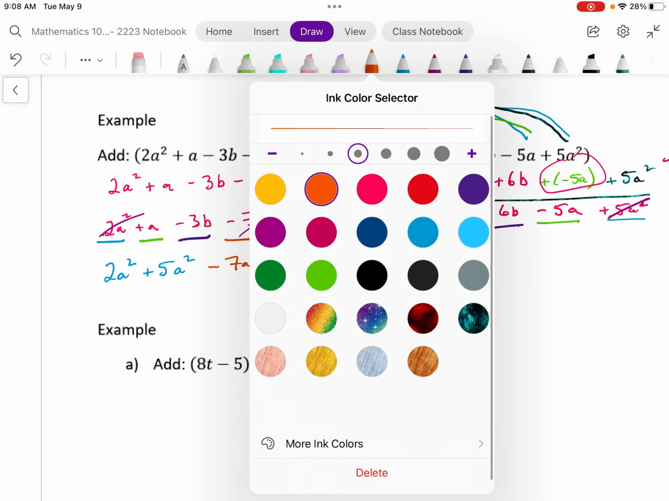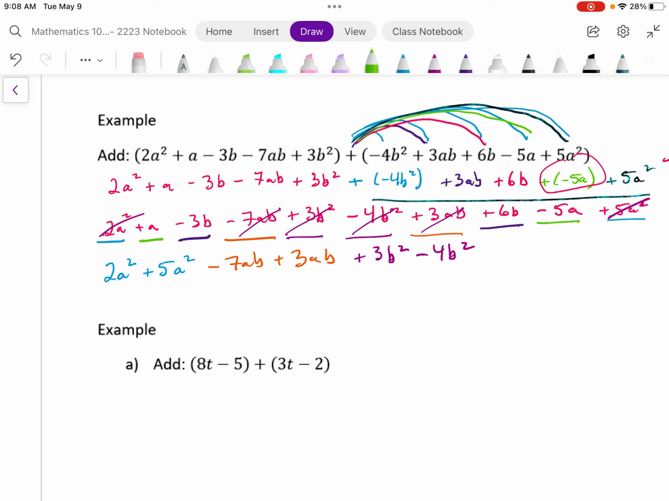So now I recognize that I should probably take care of anything with a to the power of 1. So that's plus a, and then minus 5a. So I've taken care of that, and I've taken care of that. Last but not least is this notion of negative 3b. So I'm going to write negative 3b and positive 6b.